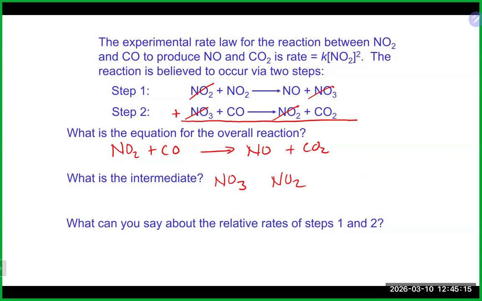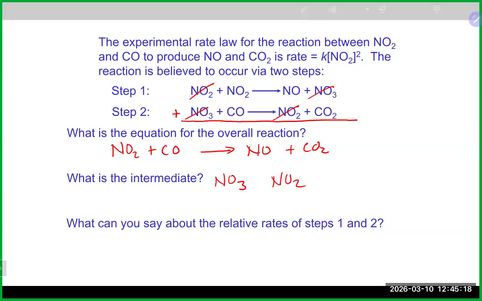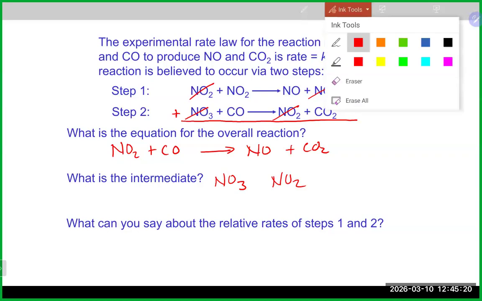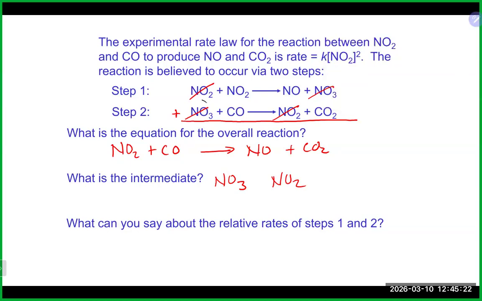All right, let's talk about NO3. NO3 is an intermediate, right? It is there, but where is it not? It is not there, right? So that is an intermediate. NO2 did get canceled there. Is NO2 still in the overall equation? It is. So because of that, it is not an intermediate.